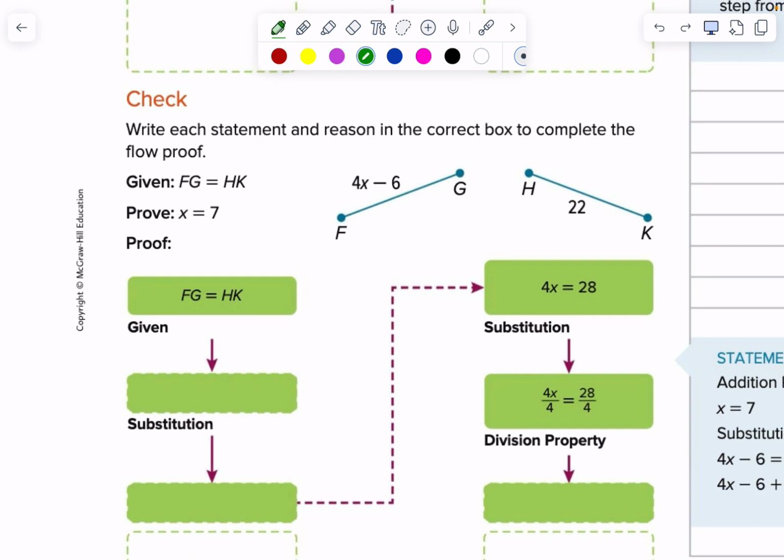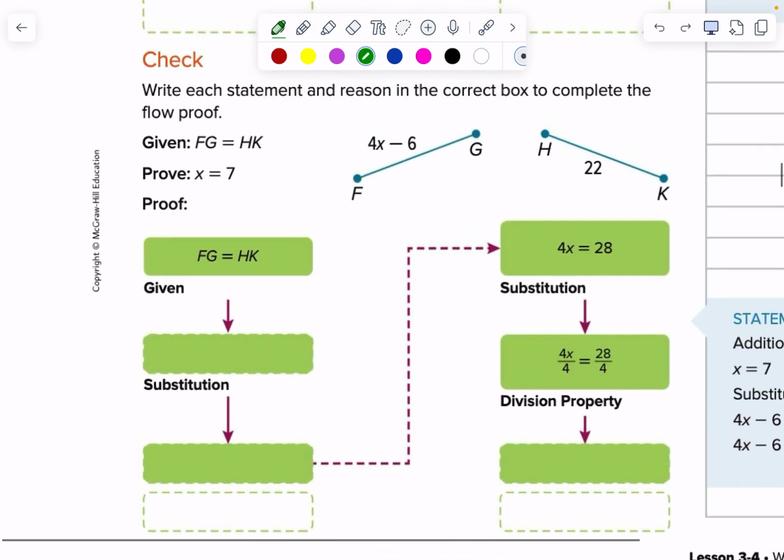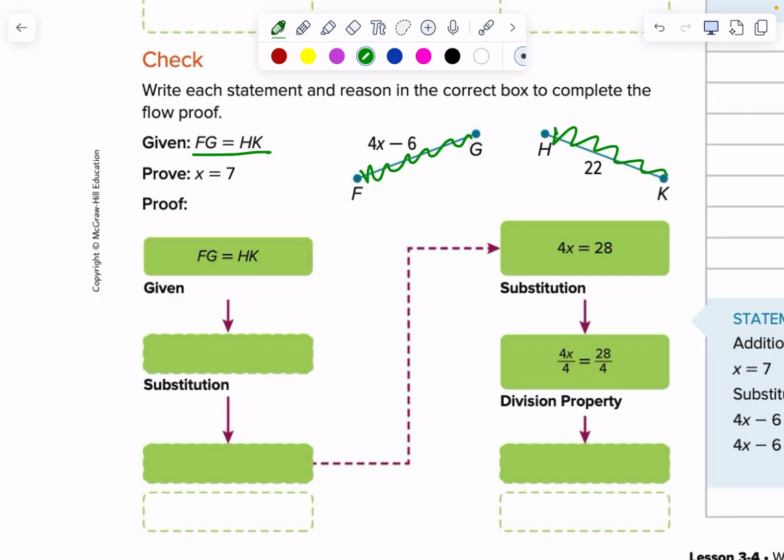Okay. So we are given, and let's do it flow proof style because they have kind of a nice setup going on here. So let's see if we can do this flow proof style. I won't ever tell you to do this flow proof. We'll do it 2-column proof, but it's okay. We have given FG is equal to HK. So FG is this guy, HK is this guy. We know that they're equal. That's what we're given, right? So they have this guy and it's given.